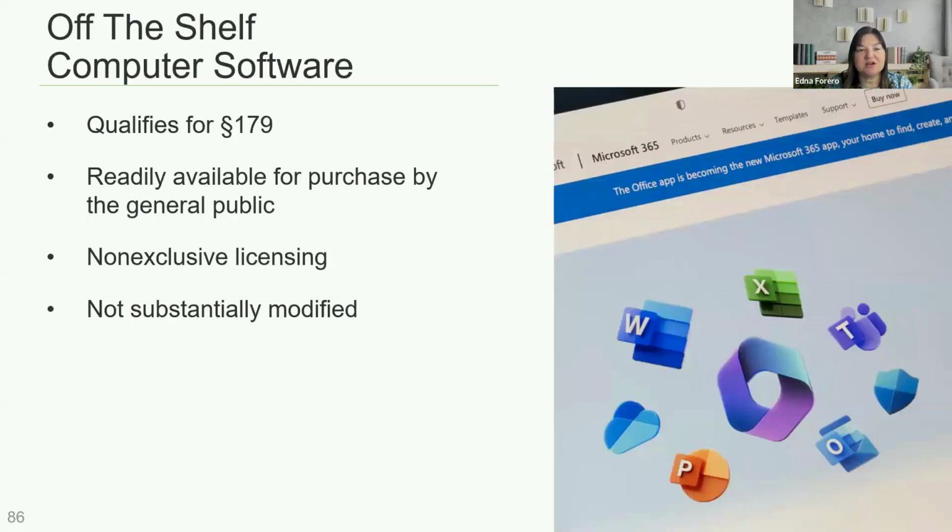Off-the-shelf computer software, we talked about that just recently. This could be like QuickBooks, Peachtree, TurboTax, any of those that you might find in the store, not anything that's been substantially modified for you or custom made for you. So this qualifies for Section 179. It can be purchased by anyone, has non-exclusive licensing, and it's not been modified, as I said.